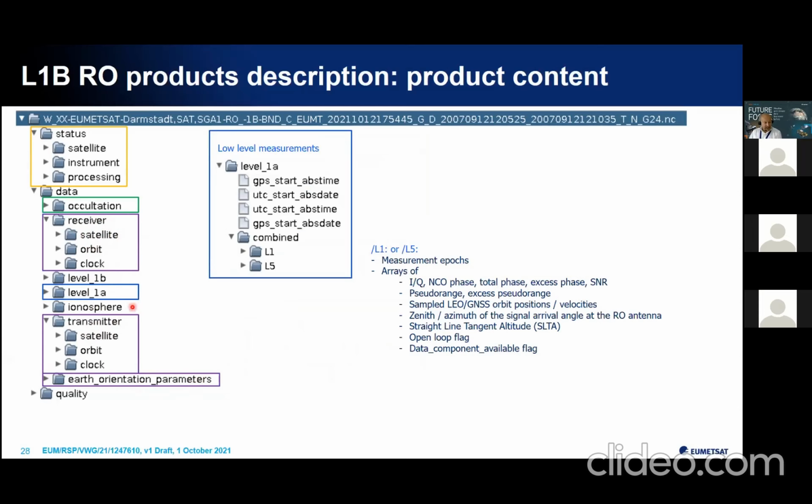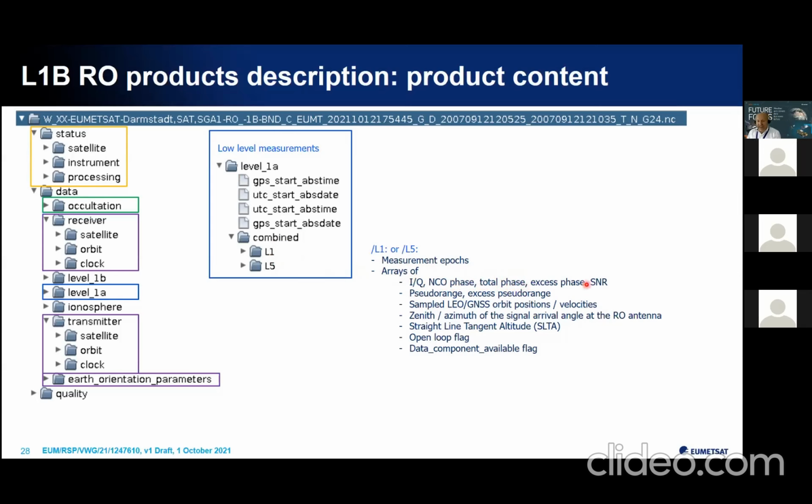But then in the level 1A subgroup, we have the low-level measurements, which are separated by frequency. These are time series, so we need to provide the measurement epochs, and then we also provide the complete arrays of I and Q components and NCO phase. Together, these are used to generate the total phase, which is also stored in the product.